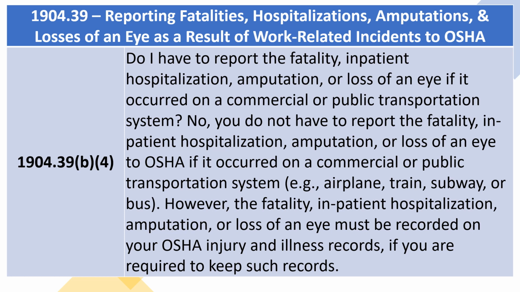1904.39(b)(4): Do I have to report the fatality, inpatient hospitalization, amputation, or loss of an eye if it occurred on a commercial or public transportation system? No, you do not have to report it to OSHA if it occurred on a commercial or public transportation system, e.g., airplane, train, subway, or bus. However, it must be recorded on your OSHA injury and illness records, if you are required to keep such records.